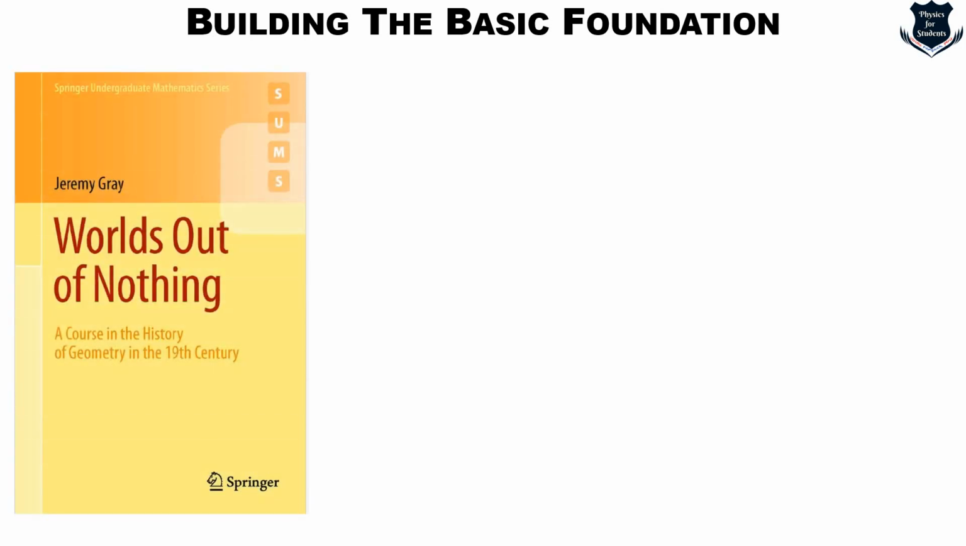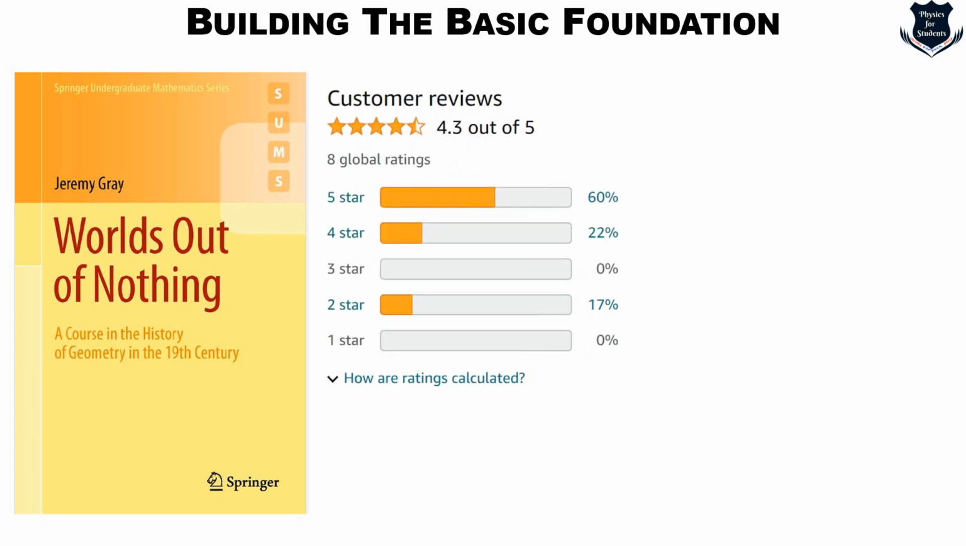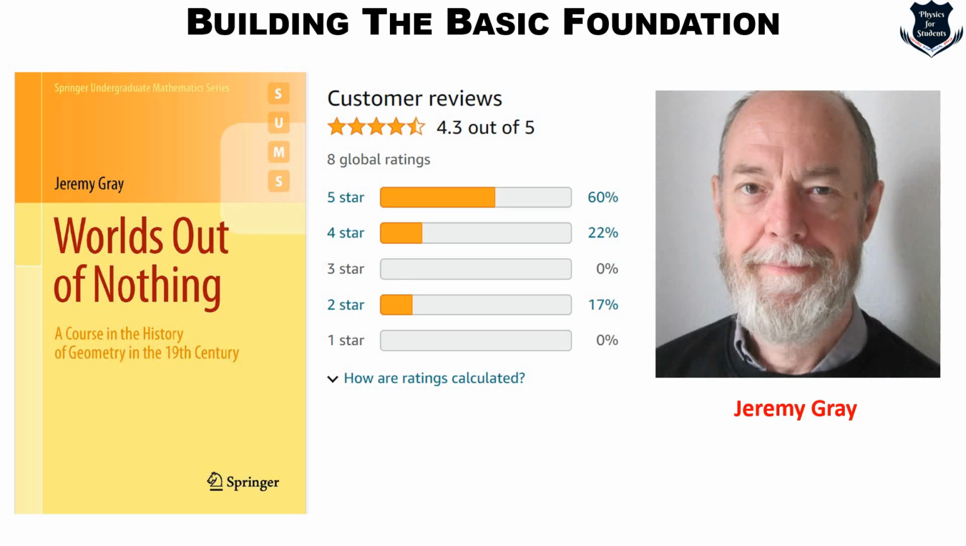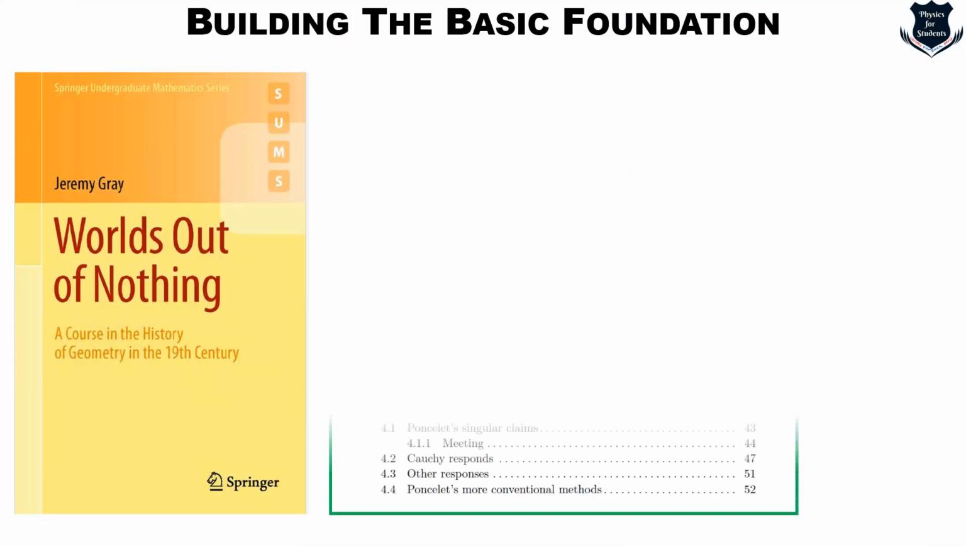It has a little bit of an odd name, Worlds Out of Nothing, right? It is a Springer book, and the Amazon rating is about 60%, something like that. And this is the person who wrote it, Jeremy Gray. He was born on the 25th of April, and he is basically interested in the history of mathematics. So I will just quickly glance through the topics that he has covered in this book, and I will give you a basic review of what this book is about.